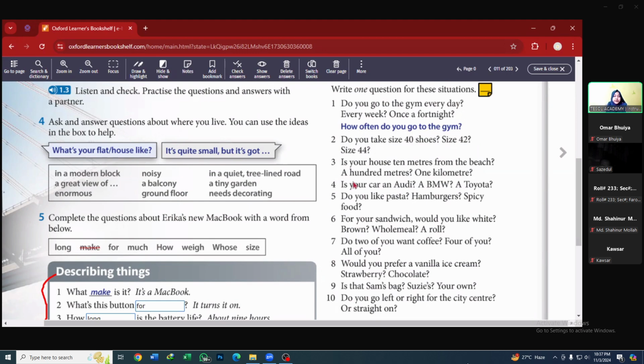Number 7, do 2 of you want coffee? 4 of you? All of you? Number 8, would you prefer a vanilla ice cream, strawberry, chocolate? Number 9, is that Sam's bag, Susie's, your own? Number 10, do you go left or right for the city center or straight on? So these are the questions they have asked in certain situations. In one situation, there are two or three questions being asked. What we have to do is put all those questions together and form one question only.